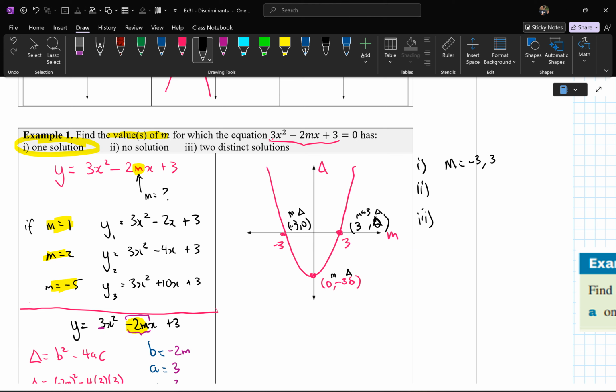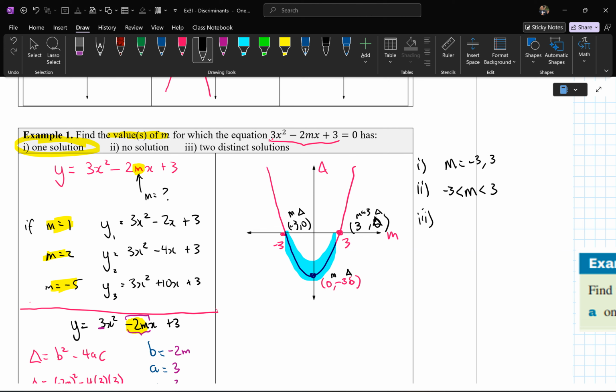What about when they say for no solutions? To get no solutions, it's this region. Any number you choose in between will correspond to a y value or discriminant value that's negative. And if the discriminant is negative, you get no x-intercepts. So the answer for this case would be when m is bigger than negative 3, but less than 3. Can't equal to it, because if it equals to it, you get 1 x-intercept.